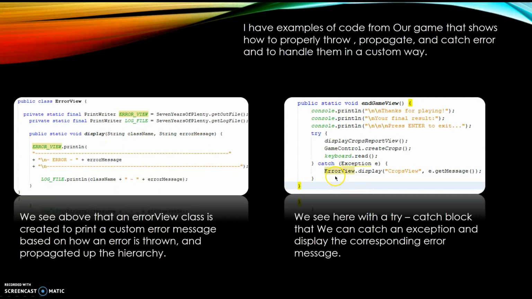These two parameters you'll see over here, error view class, and then we call the display, which is this method, and then we have these two parameters that go into it. Based on the errors that occur, these are included within this error message, and then logged, of course.